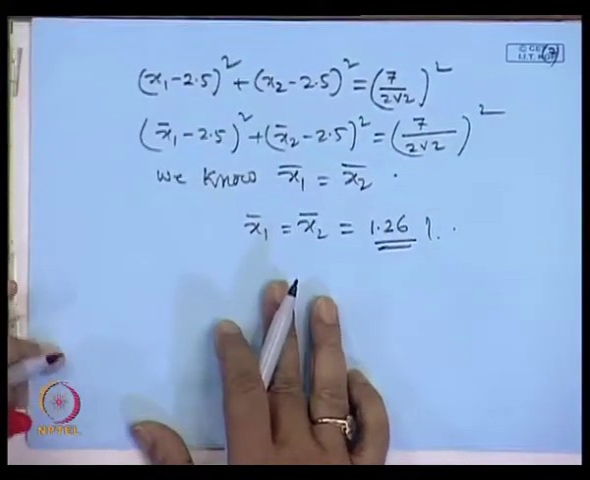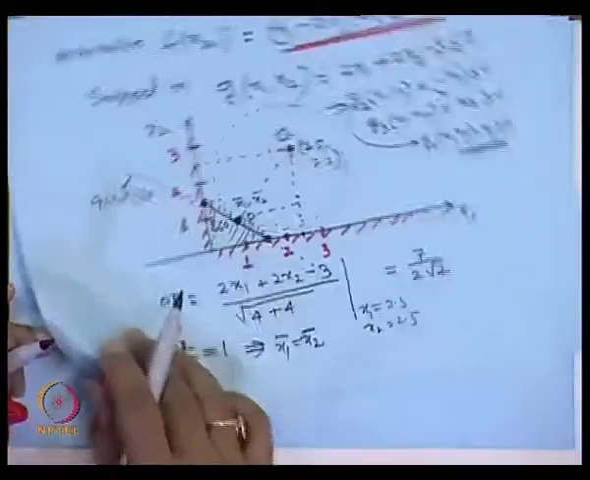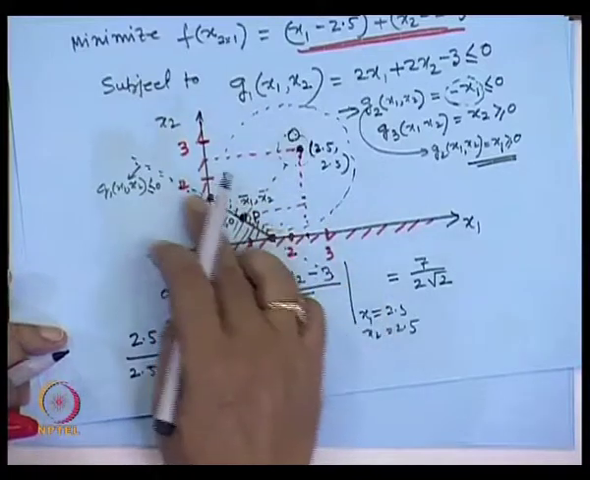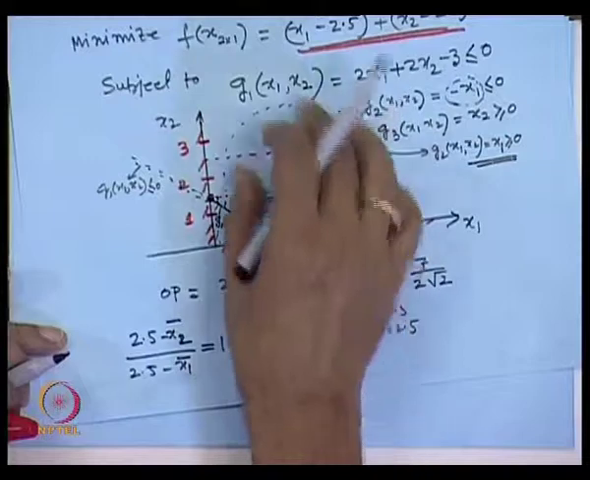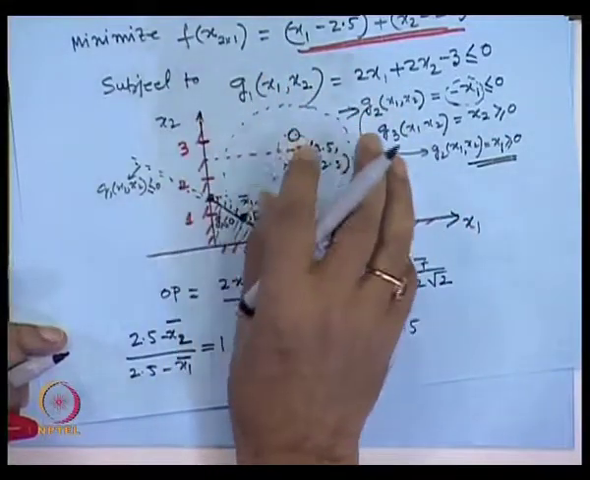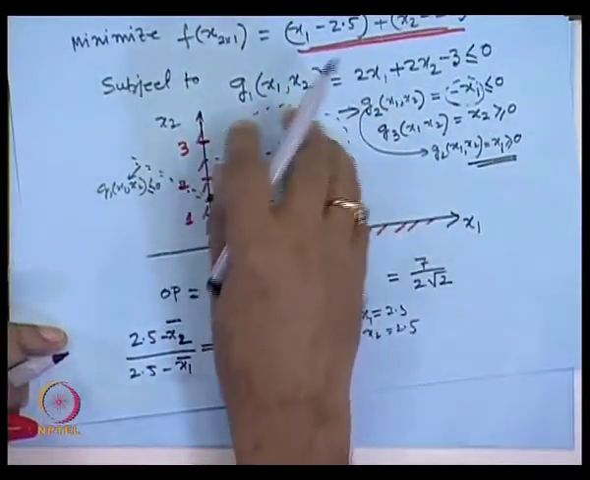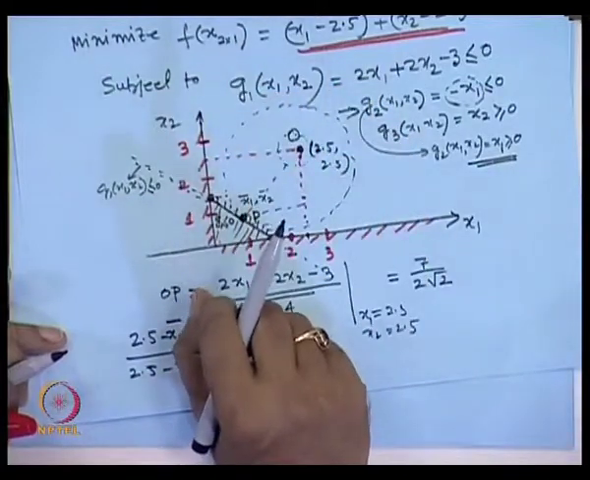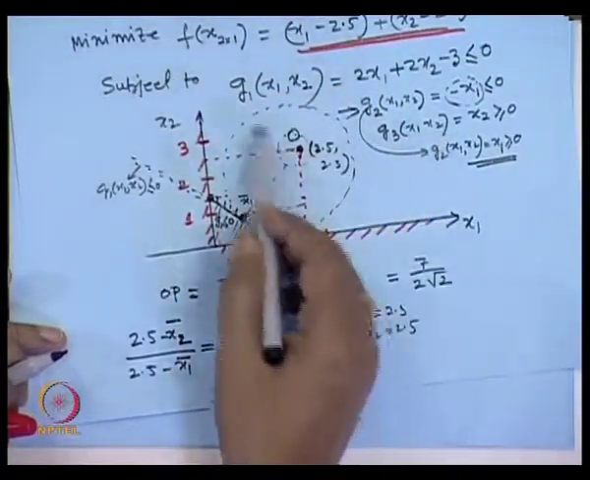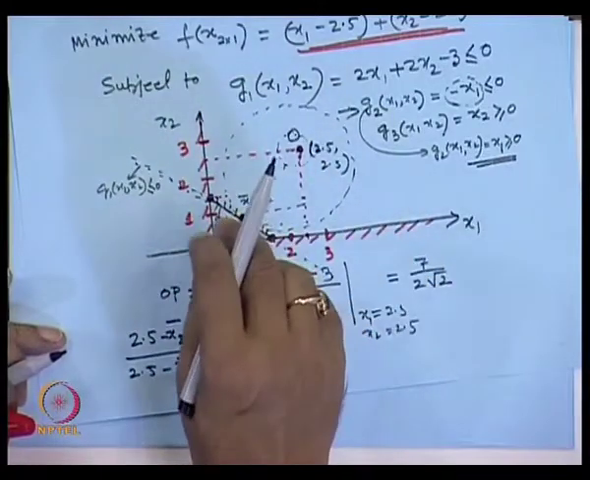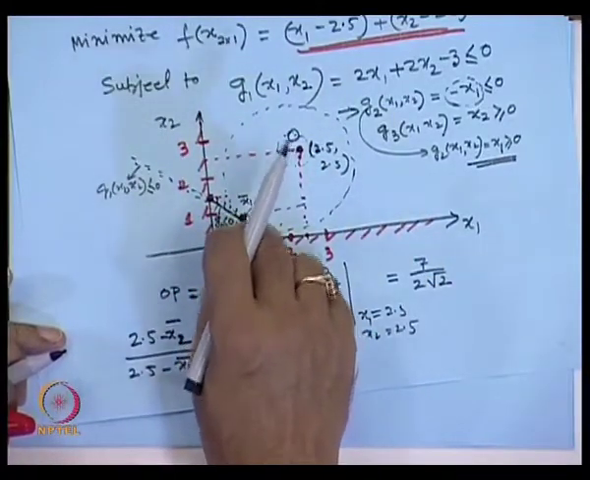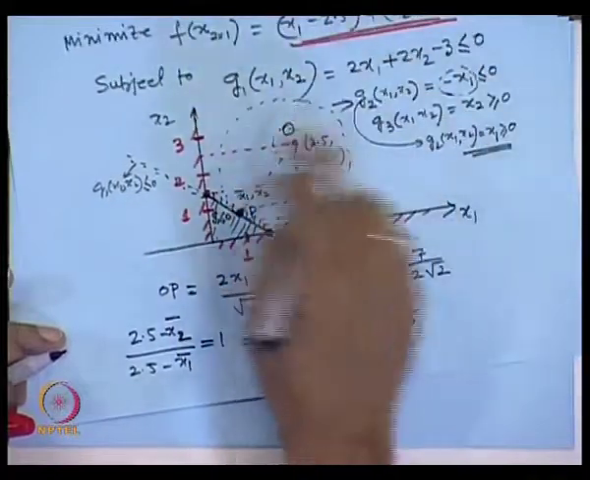Physically, these three inequality constraints I just drew in a graph and showed. Without solving by any optimization technique, using only this physical geometric concept, I found out at what point the function value will be minimum. That is one.